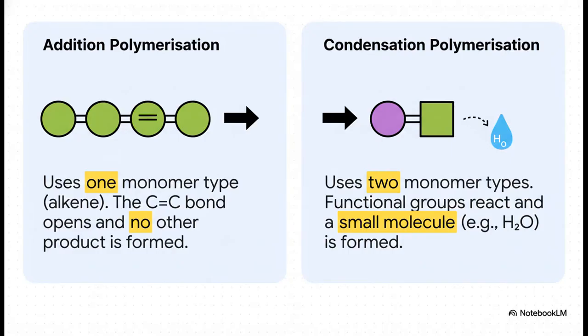This slide is pure gold for your revision. It puts the 2 processes head to head. So, for addition, one type of monomer, the alkene, its double bond opens, and you only get the polymer. But for condensation, you often have 2 different types of monomers. Their functional groups react, and you get the polymer plus a small molecule like water. Knowing these differences is absolutely crucial.